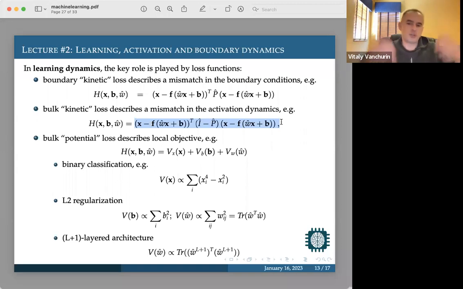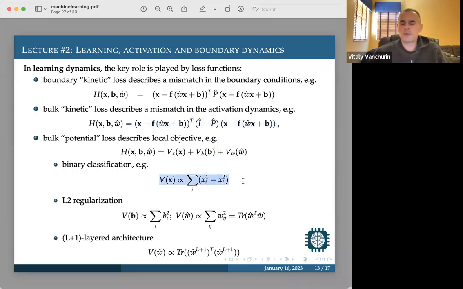Okay, and then the potential terms. The first one is, of course, you can write arbitrary sums here. So I wrote separate sums for x and b and w. They can be functions that combine any one of them together.